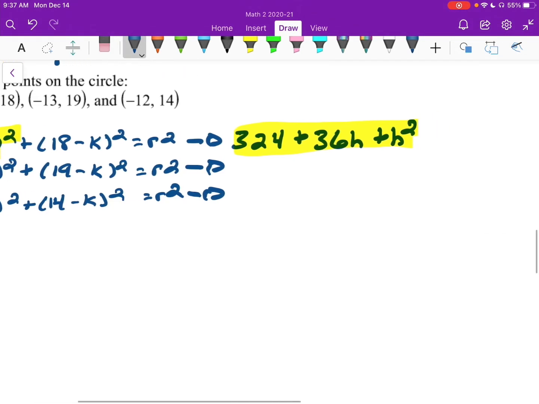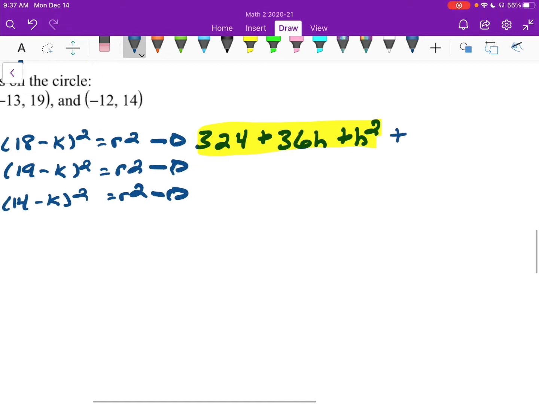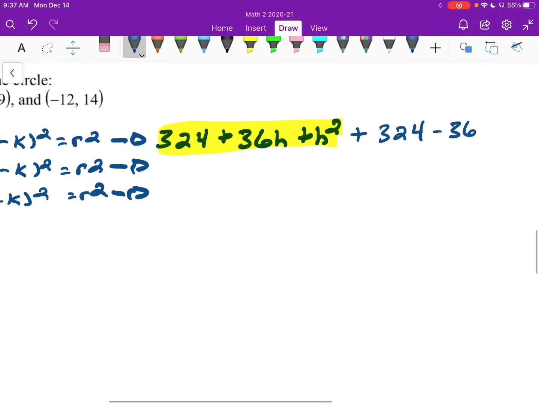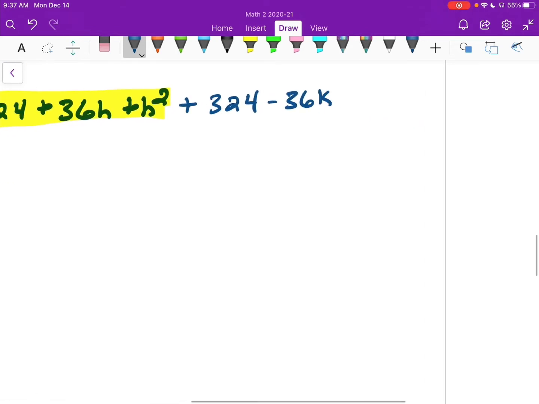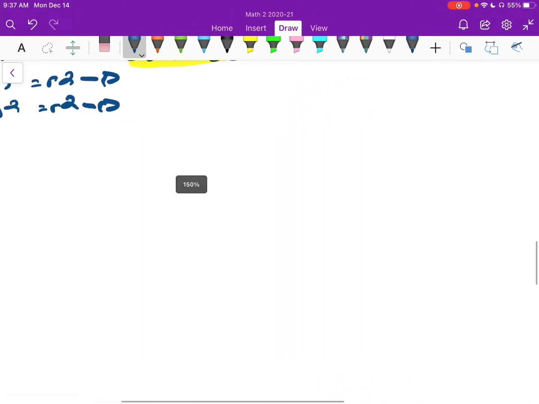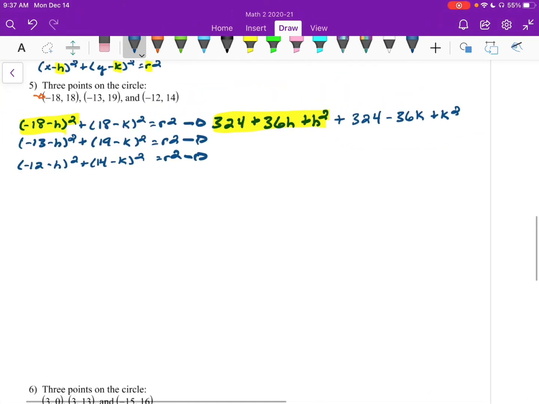All right, the second piece, again, I have 18 squared, so 324, and then this is going to be minus 36k plus k squared. And so this all came from this. And then I have my equals r squared.